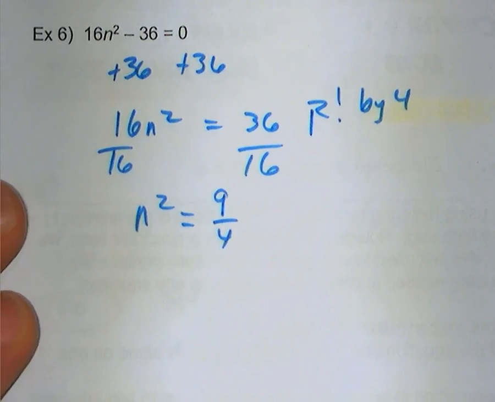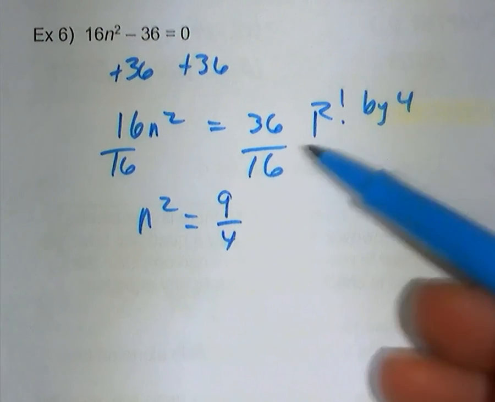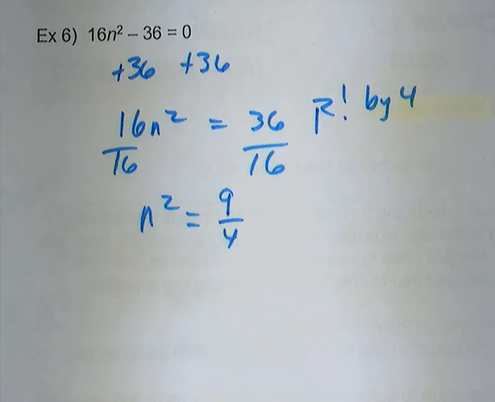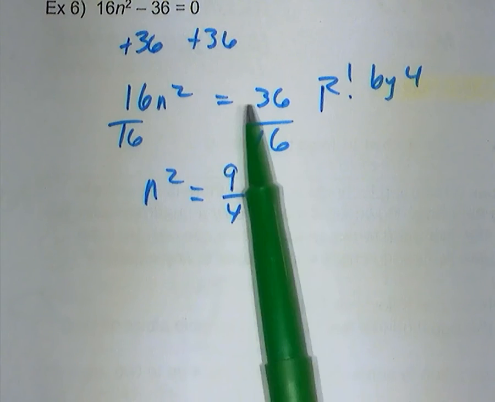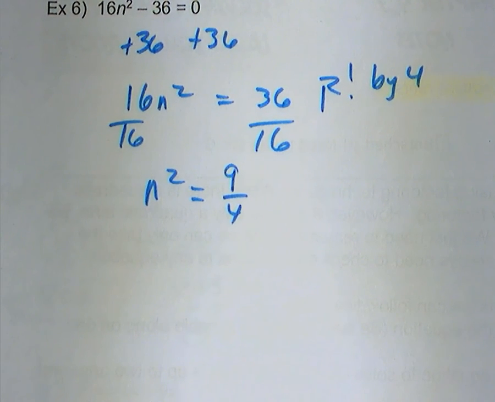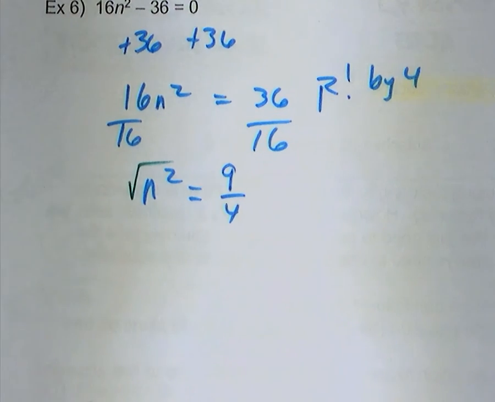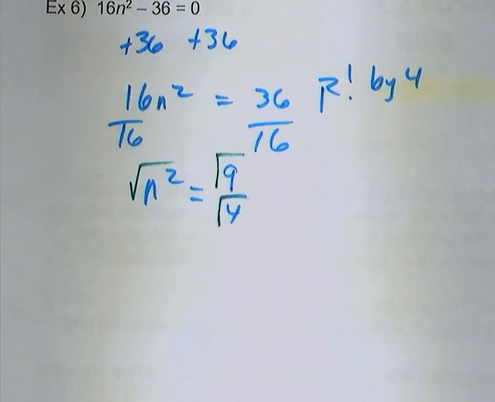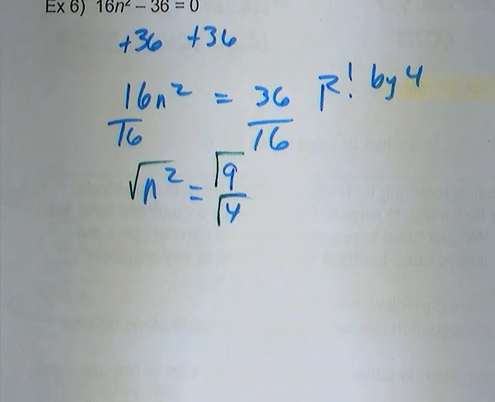So far, so good. Any questions how I went from 36/16 to 9/4? Just reduced, right? 36 is 9 times 4, and 16 is 4 times 4. It's just the 4's cancel. Now, you're going to square root a fraction. When you square root a fraction, guys, you just square root the top and you square root the bottom. This is why I want to talk about this one.